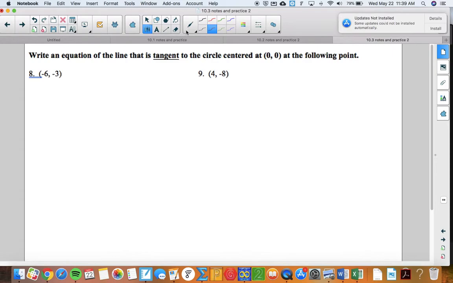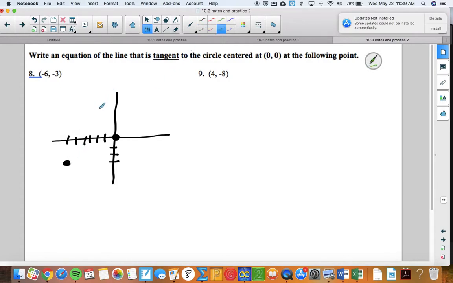Write a tangent line. A tangent, well, let me graph this first. So write the equation of a line that is tangent to the circle, centered at 0, 0, and at the following point. So circle centers at 0, 0. It goes through the point -6, -3. That would be -6, and this would be down 3. So it goes through right there.